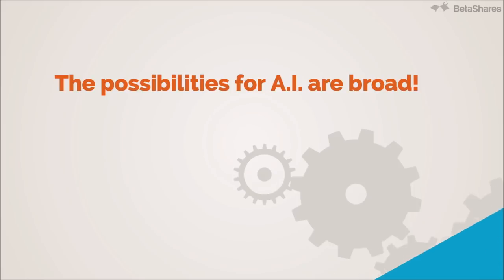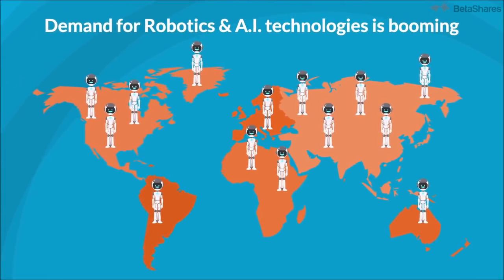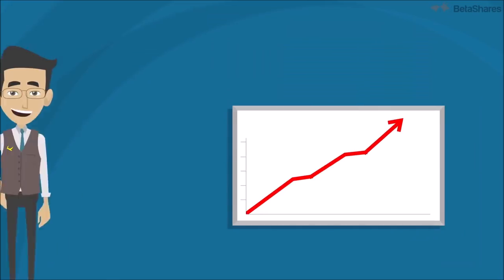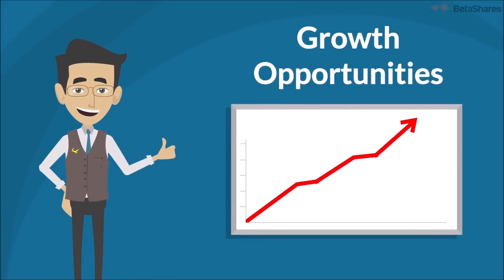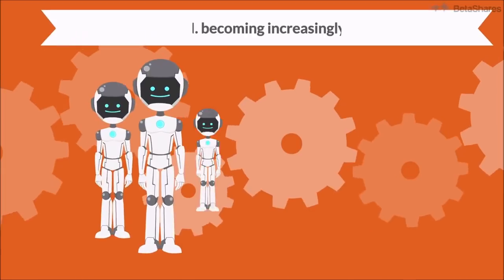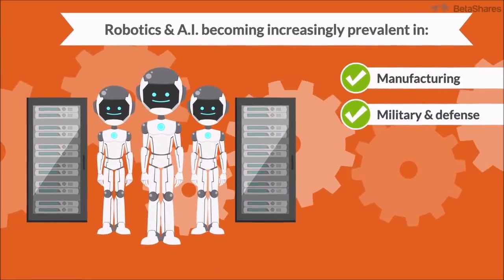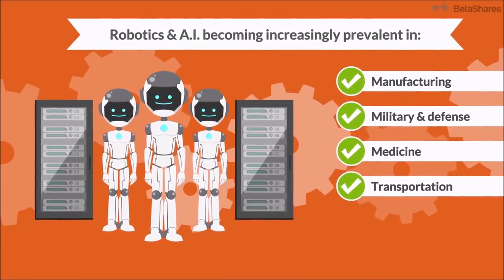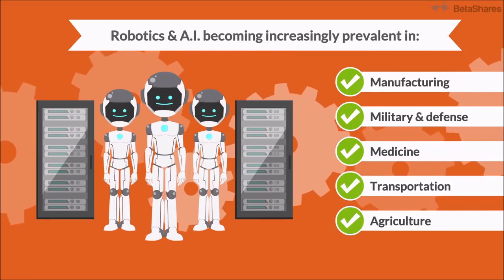Robots and AI are no longer just the preserve of science fiction. Development of and demand for these technologies is booming around the world, providing the potential for significant growth opportunities for investors. With advances in computer power, sensors and batteries, robots and AI are becoming increasingly prevalent in a variety of segments of the economy, including manufacturing, military and defense, medicine, transportation and agriculture.